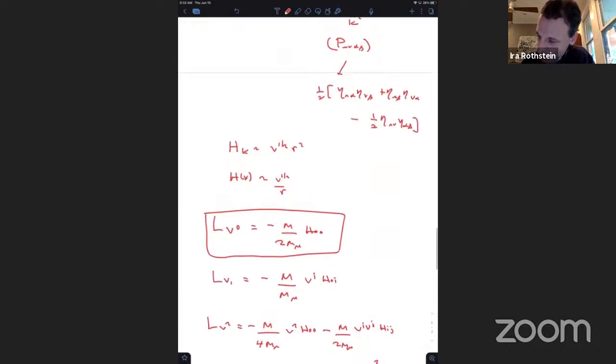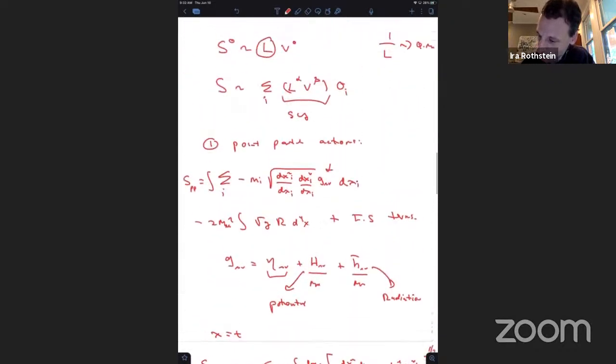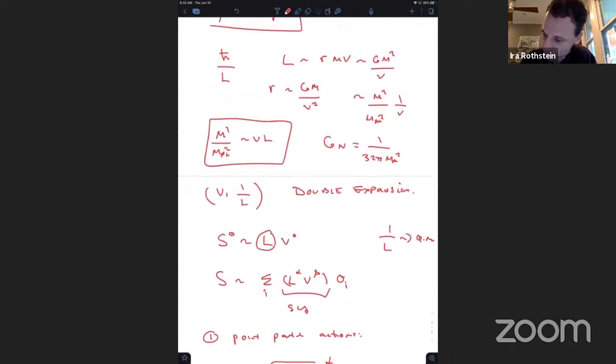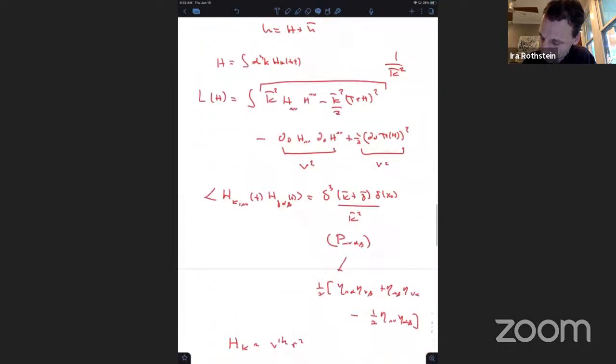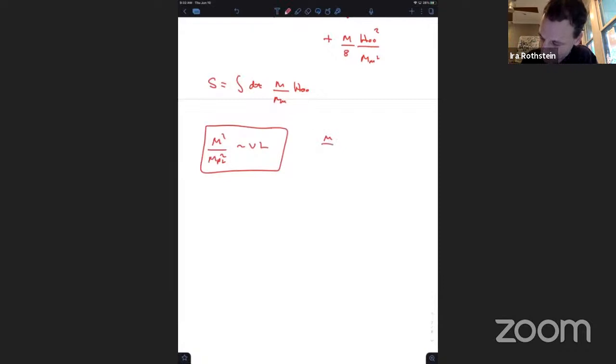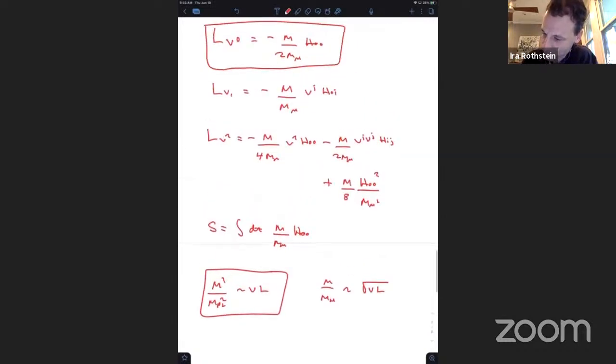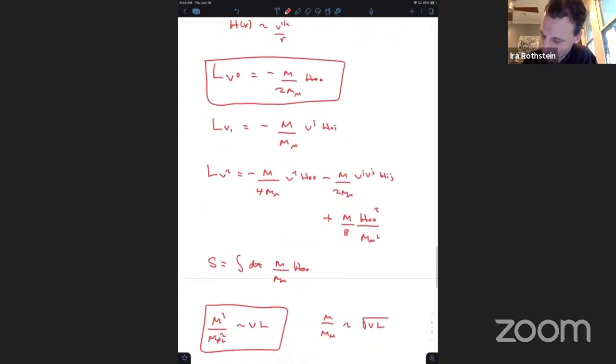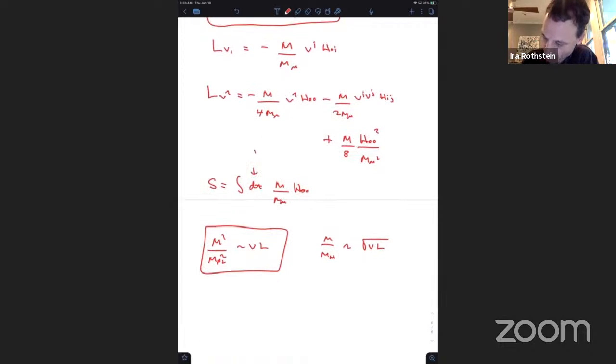So we said, let's collect our scaling rule for the angular momentum. Okay, so this tells us that m over m Planck scales as the square root of vL. And h00, this is in coordinate space, we said scales as root v over r. So this guy scales as r over v. This guy scales as v to the 1/2 over r. And this guy scales as square root of v times L.